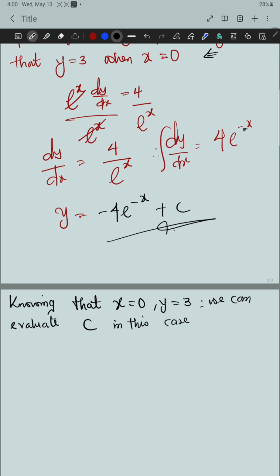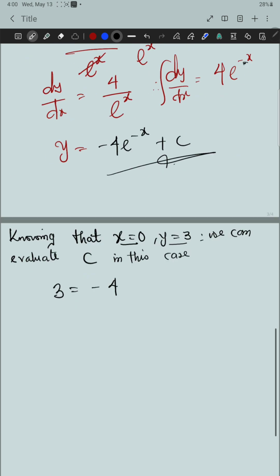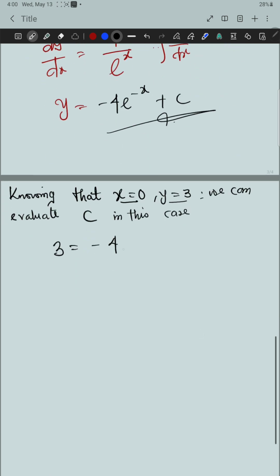All right, so let's do that. So if x is equal to 0 and y is equal to 3, let's put that here. So that's 3 is equal to minus 4, because they said find the particular solution. Emphasis on this word, particular solution. So that's why we are solving for c. So minus 4 e to the power of minus 0 plus c. All right. So our answer to this is 3 is equal to minus 4 e to the power of what? Okay. Anything raised to the power of 0 is 1, right?